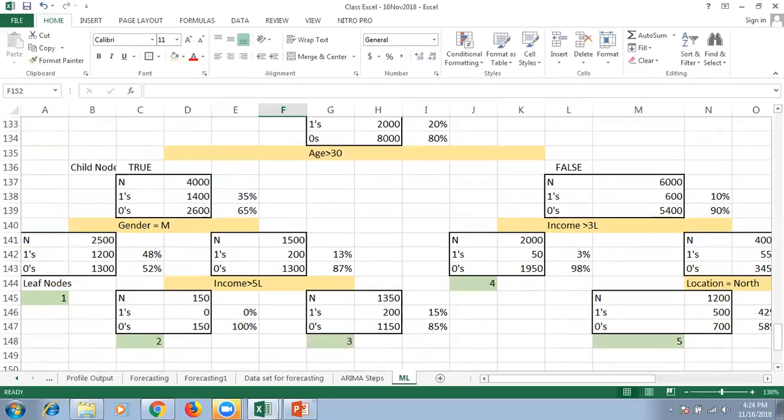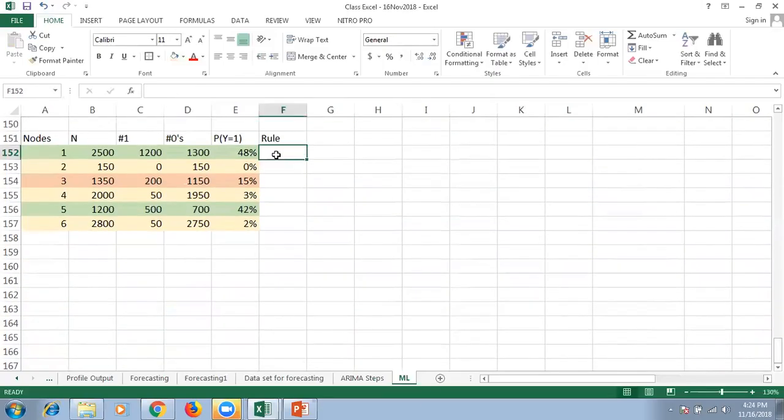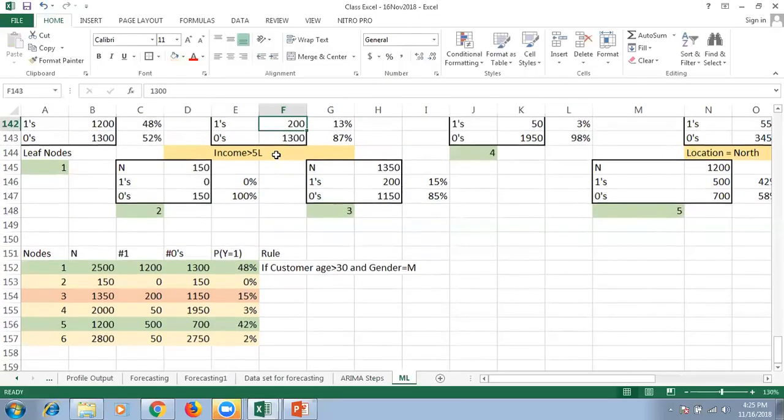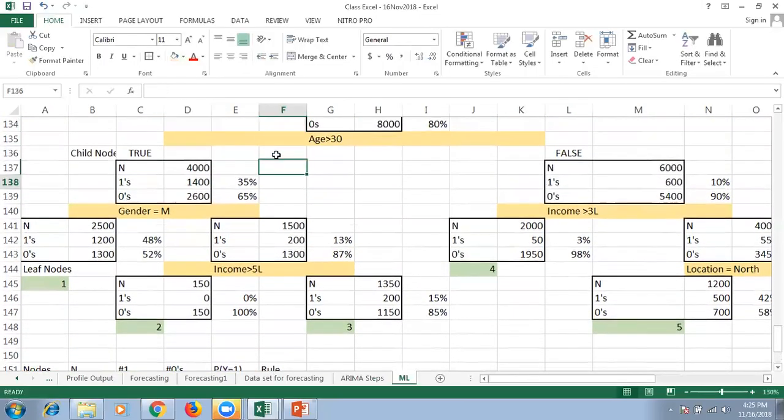If the customer's age is greater than 30 and gender is male, that belongs to segment 1. That means high-age customers who are male have a high possibility of being bad customers. Can I say that? And what is the rule for segment 2?